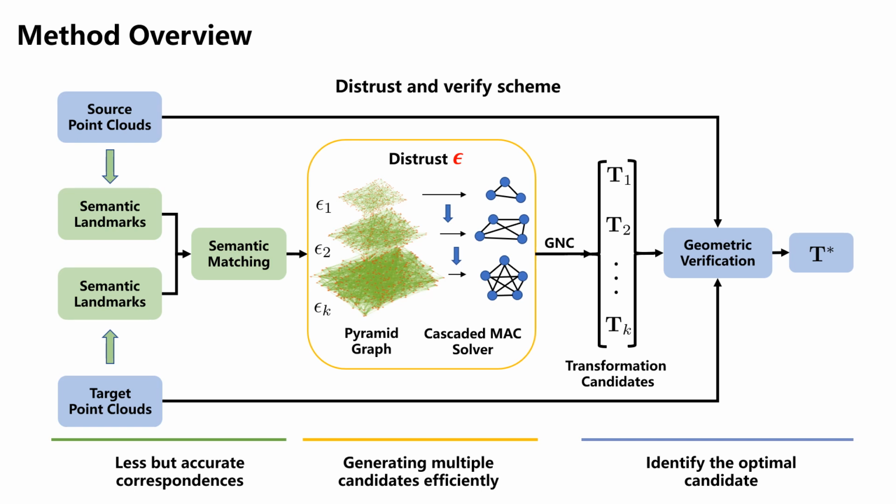By incorporating point cloud semantics, generating fewer correspondences, and leveraging cascaded max solvers with multiple compatibility graphs, our approach aims to improve the accuracy and efficiency of the registration process. The geometric verification step further enhances the reliability of the selected transformation candidate.